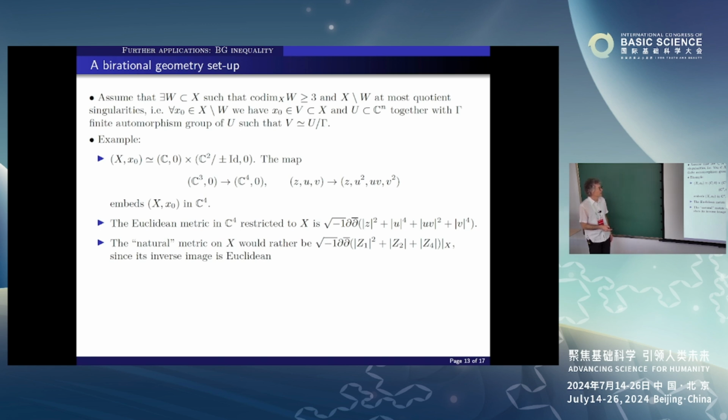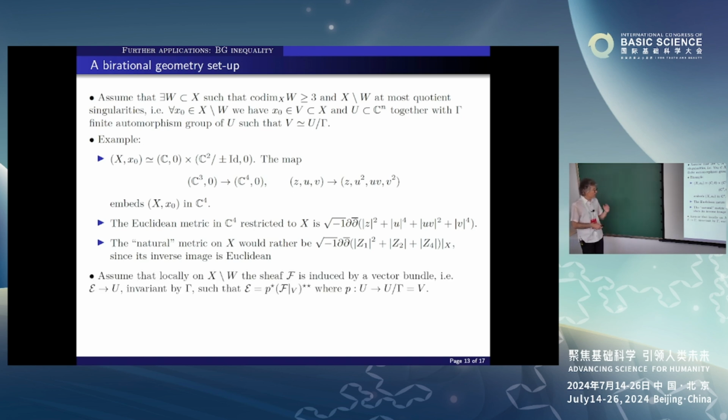Because the pullback via this map would be Euclidean, right? So this would be the so-called orbifold metric on our space. And this one is simply the non-singular Kahler metric that we took. So what I'm trying to say here is that this one would be much more useful than the one we have at hand.